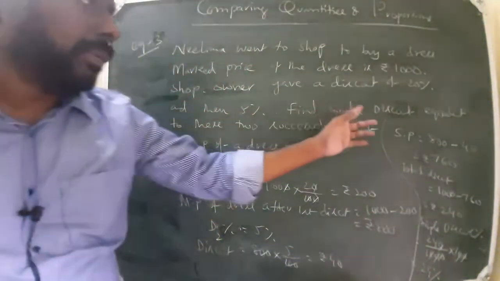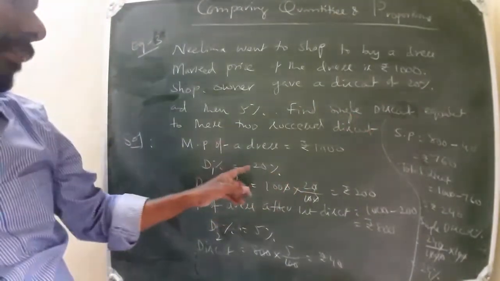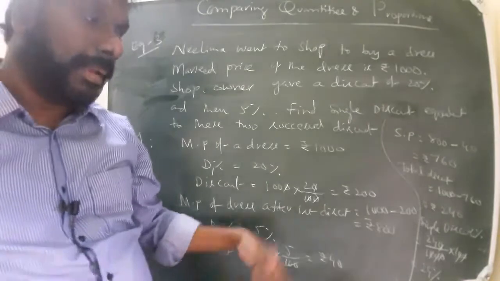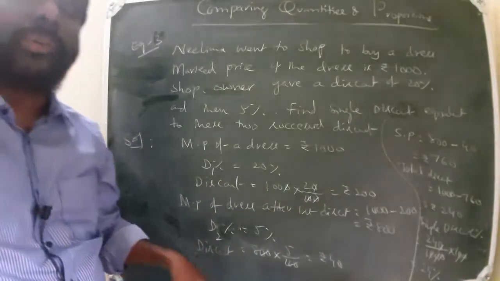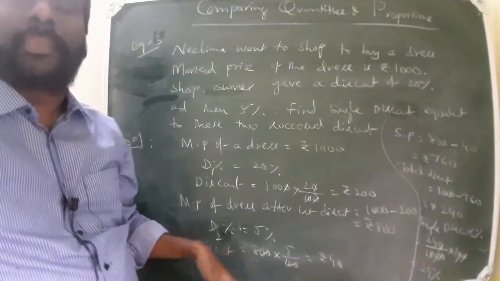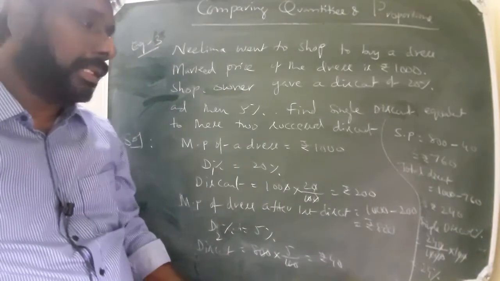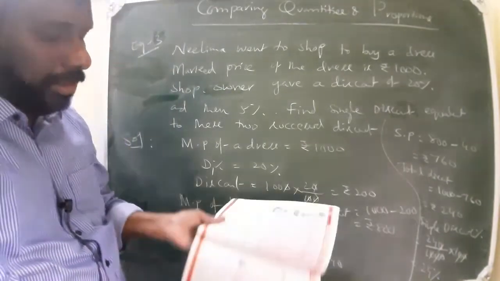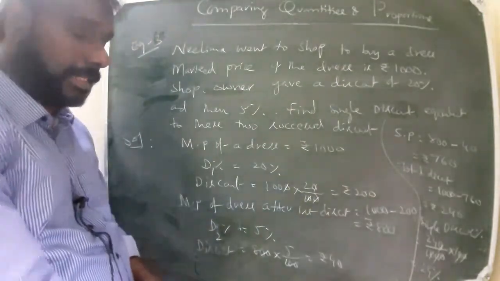But first they gave 20%, after that 5%. We should get 25%, no? But we got 24%. So the overall discount is different from the sum of the two successive discounts. So like that you have to do these example sums. The remaining sums we will do in the next class. Thank you.